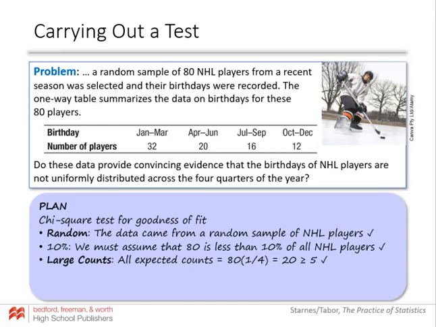So when we check our conditions, for the random condition, they said it was a random sample. For the 10% condition, we're going to assume that 80 is less than 10% of all NHL players. And then for the large counts, our expected counts are all going to be 20, because we have 4 quarters in a year that we divide those 80 people up into, and 20 is greater than 5.